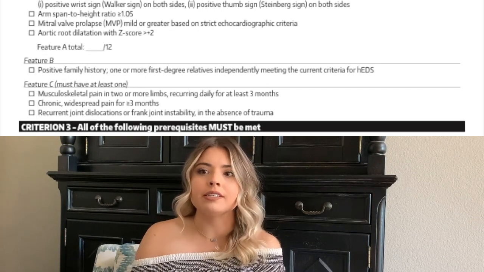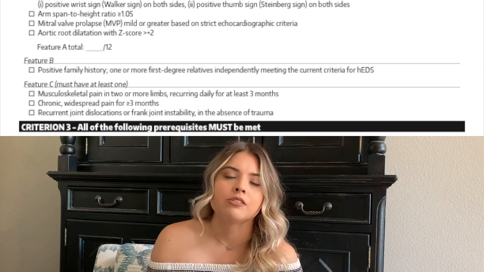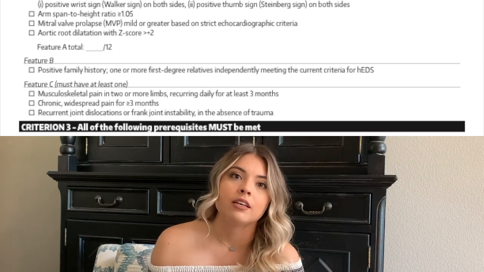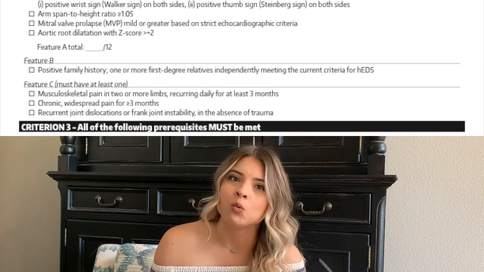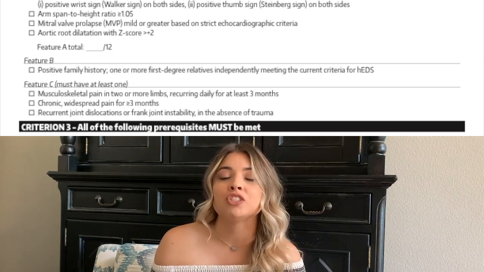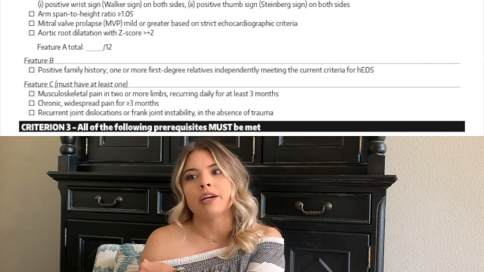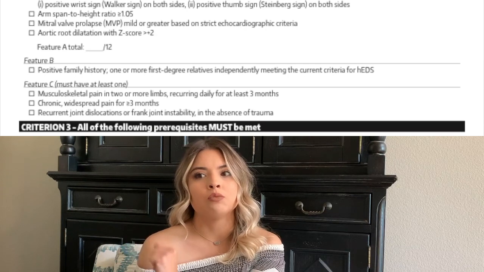Feature B is a positive family history. So do you have a history of EDS? I do not. I do not know what side it comes from. I have my suspicions, but I'm not sure. So I did not get that one.